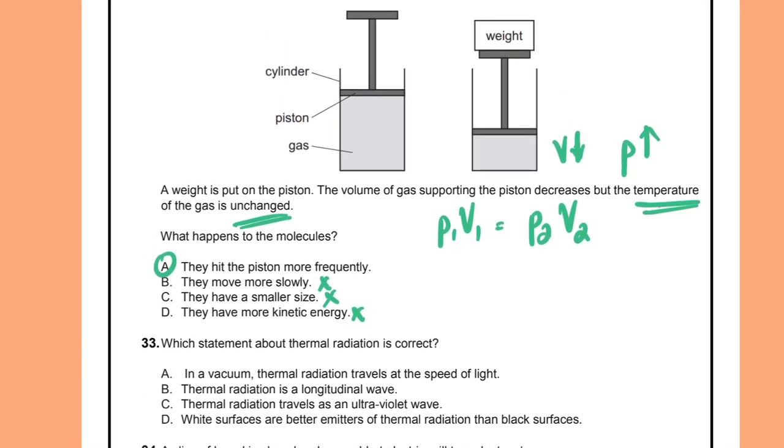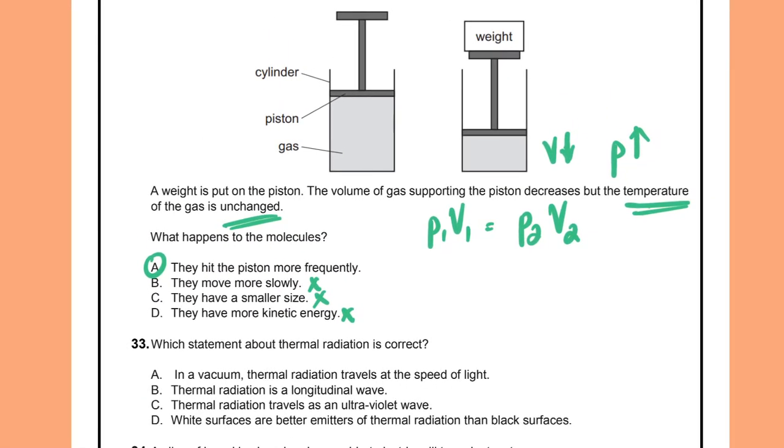33. Which statement about thermal radiation is correct? In a vacuum, thermal radiation travels at the speed of light. Again, this is a true statement because thermal radiation is part of the EM spectrum, and all of the components of the EM spectrum travel at the speed of light. Thermal radiation is a longitudinal wave. This is wrong. Again, all EM waves are transverse waves. Thermal radiation travels as a UV. This is wrong. It's infrared. White surfaces are better emitters. Wrong, they are better reflectors.